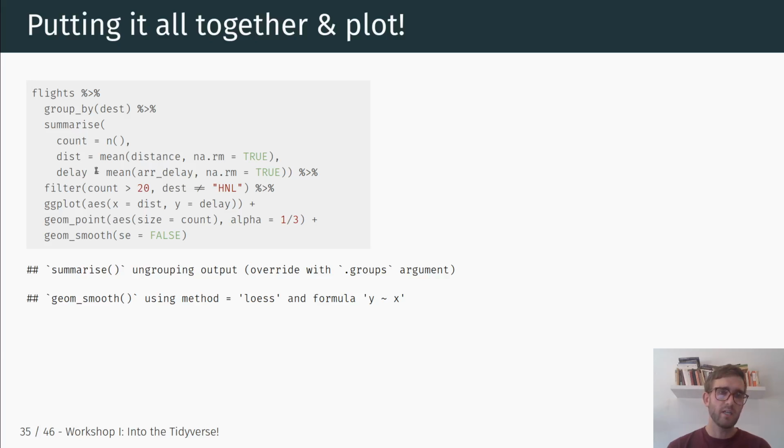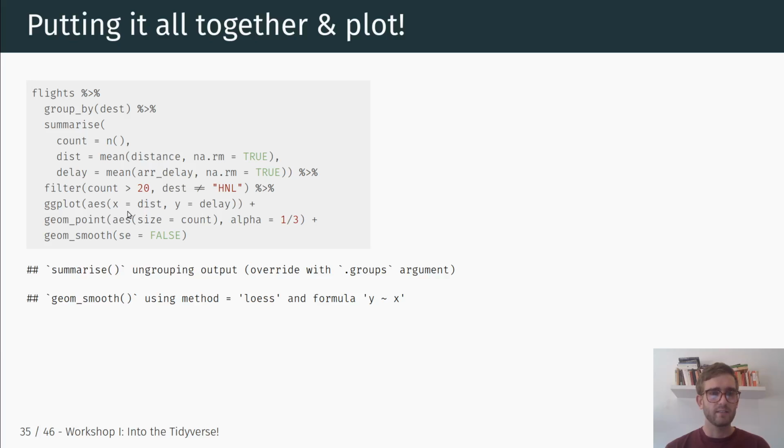And just for fun, to give you an example here, we filtered this plot by only including, after computing the summary, we're filtering out observations that have fewer than 20 arrivals. So very small airports are excluded. And we're excluding HNL as a destination. And then we're directly piping the result of this set of commands into ggplot, where we specify the aesthetic mapping, where distance is mapped onto the x-axis and delay is mapped onto the y-axis.